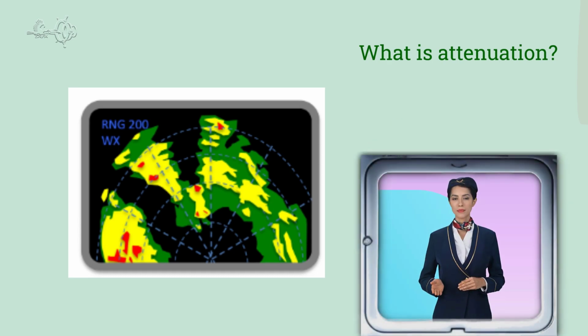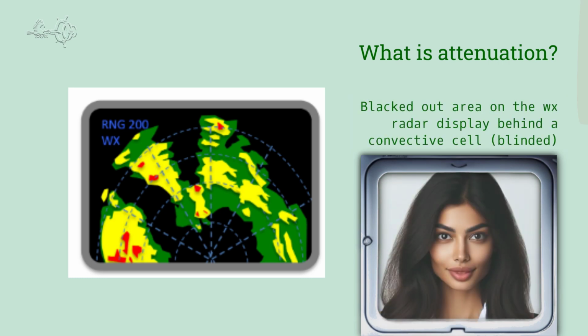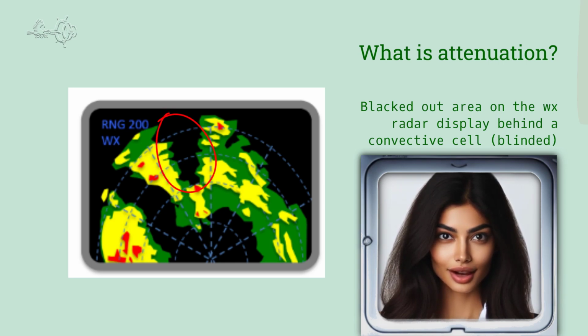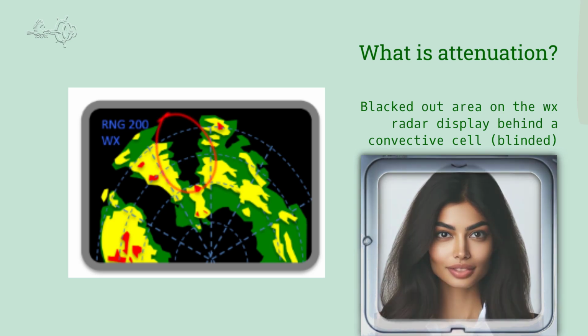Something you and I better be aware of when navigating the weather is called attenuation. Do you know what is meant by that? It's important to note that areas of heavy precipitation may appear black behind a red area on the radar display. This can sometimes be misinterpreted as a safe region, but the opposite may be true. Attenuation can thus mask areas of severe weather and should be considered as such.